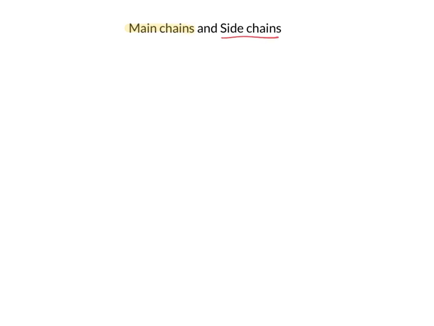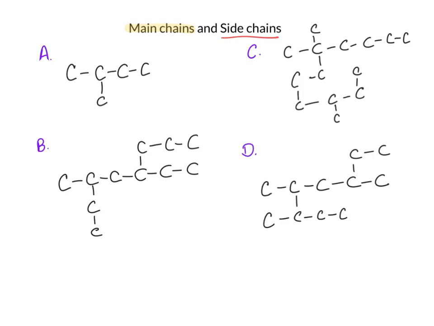A main chain is the longest connected carbon chain where you can follow along without having to go back and forth. On the other hand, a side chain is a branch that sticks off of the main chain. Note that the main chain does not have to be a straight chain. They just need to be the longest connected carbon chain. Below you will see some carbon skeletons where you will be asked to identify the main chain.